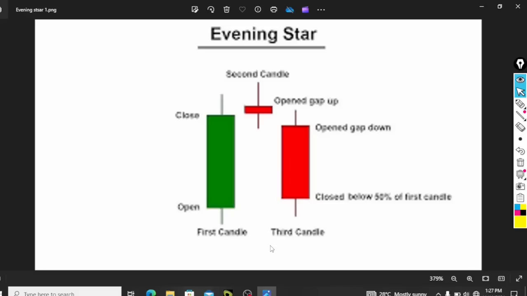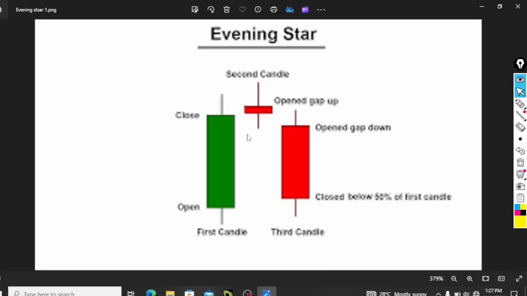The next candlestick pattern we are going to discuss is the evening star. Evening star is actually a very bearish setup. When you see an evening star, just know that the time to go short has come. The time to sell has come. It is composed actually of 3 candles.